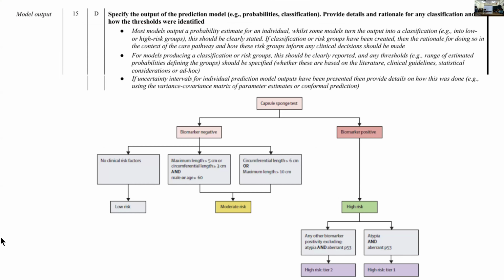Now, to specify the output of the prediction model, we have already covered this. This is the output algorithm they have followed. Some prediction models give you a percentage chance of developing the outcome. Some use a risk stratification model where you classify patients into low, intermediate, and high risk. So here, this study has gone with the risk stratification model, and this is the algorithm they have followed to stratify the patients.